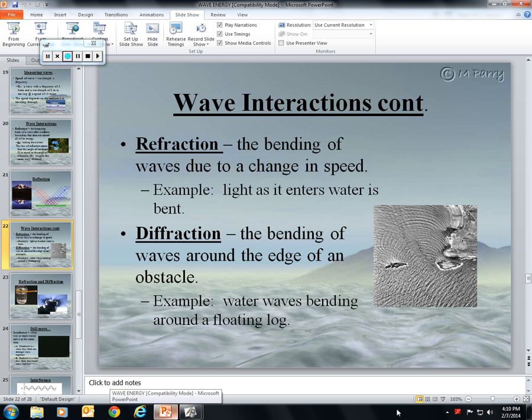Refraction is the bending of waves due to a change in the speed. So light is traveling at one rate, and then when it hits water, it actually slows down and it bends. Diffraction is the bending of waves around an object. Think about a boat or a log, and the water waves have to kind of bend around it.